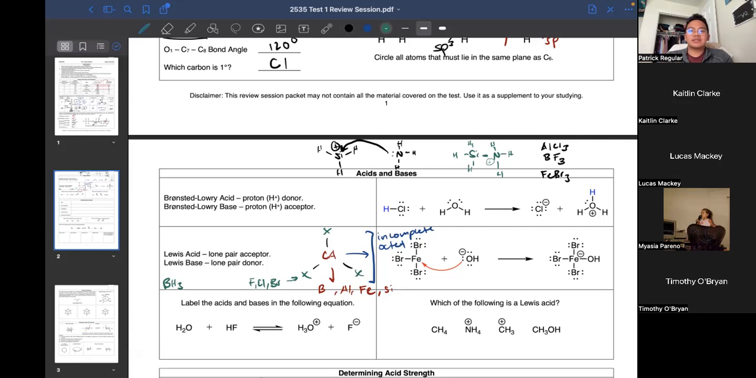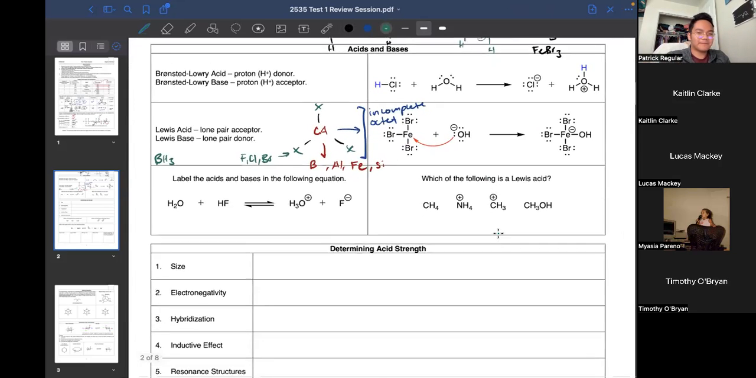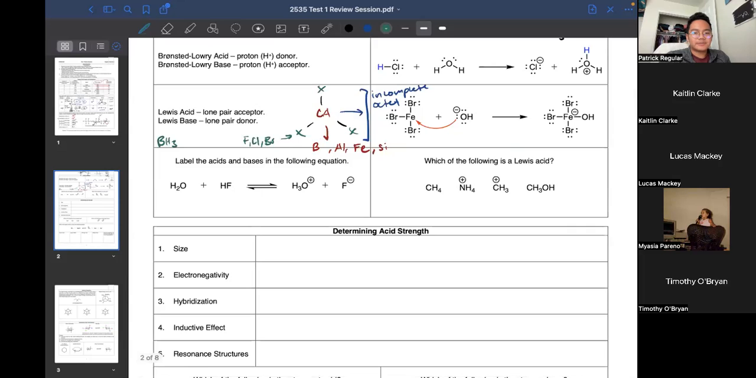FeCl3 works. No one's throwing anything in chat. That's okay. If you rewash this, just write down this pattern. You should be able to figure it out. All right, let's move on now.